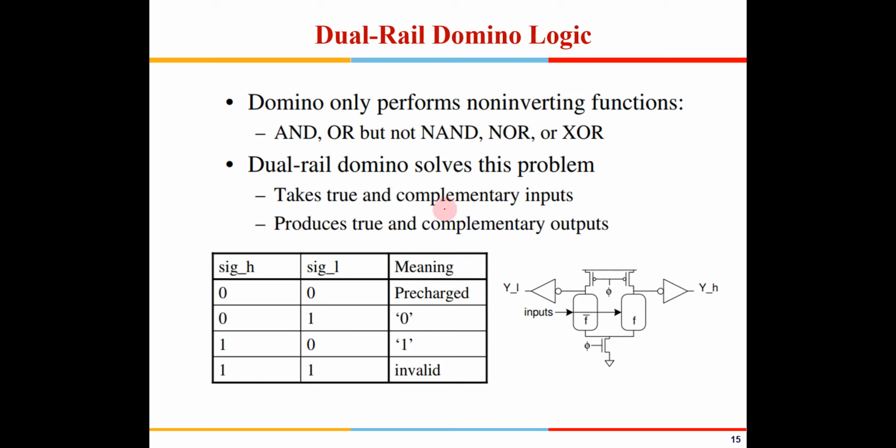The other way of overcoming the issue of inverting functions not being available in a domino logic is by using dual rail domino. Okay, what is dual rail? Say you pre-charge, this is a pull down network, so you have two pull down networks, right? One pull down network is with F, the other one is with F bar. If you pre-charge both these nodes out here initially, this will be 0 during pre-charge, this will also be 0 here, so this will be 1 and this will be 1 here, right?